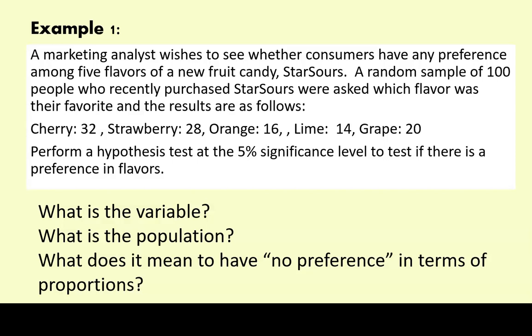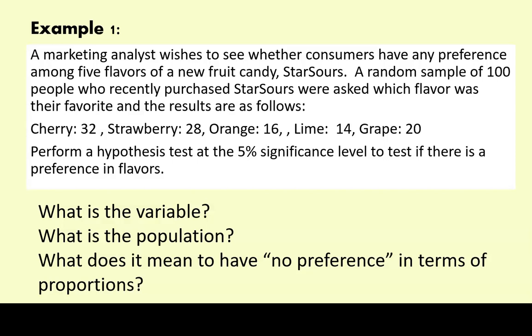So you always want to start off these questions, what is the variable? So the variable in this case is, what's your favorite flavor of Star Sours? That's my variable. I'm asking this of people who recently purchased the Star Sours. So that's going to be my population, all people who've recently purchased the Star Sours. That variable is categorical, by the way, which means I know I'm going to be in some sort of proportions type test.